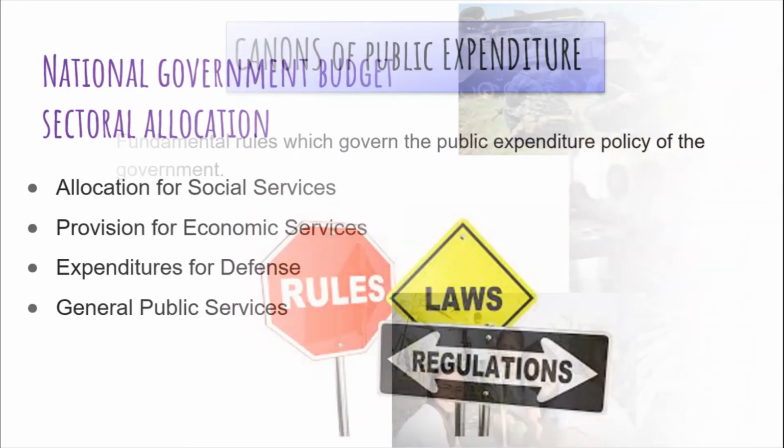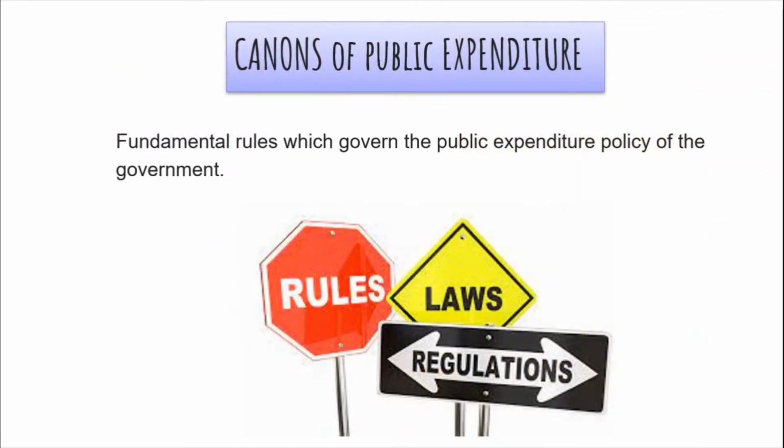So since we talk about the expenditures, it is also vital for us to learn the canons or principle of public expenditure. So this is the fundamental rules which govern the public expenditure policy of the government. So the method and direction in which the public expenditure is utilized is of paramount importance.